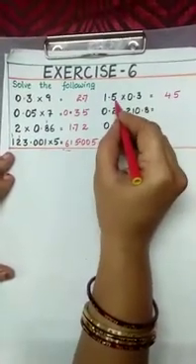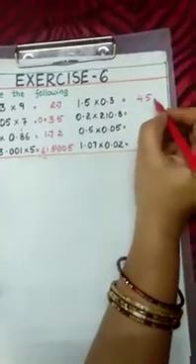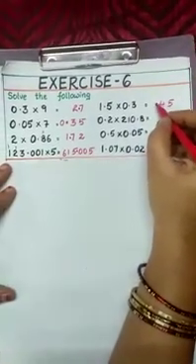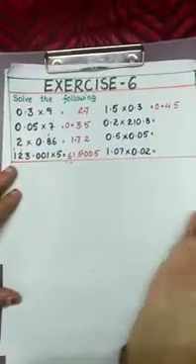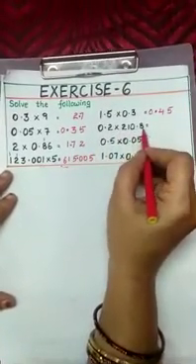Now count the decimal places in both decimals. Here after decimal 1 place. Here after decimal 1 place. Total 2 places. So count 2 places from the right and place the decimal here. Whole number part is 0. Now here 0.2 into 210.8.